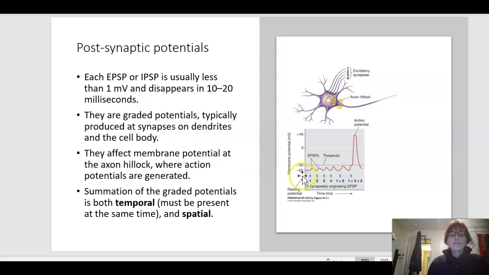When they do that, at that point, there's really not much change in the polarization of the cell unless there's enough of them. And when those are all summed up by the axon hillock, then if it reaches threshold, we're going to see the action potential.